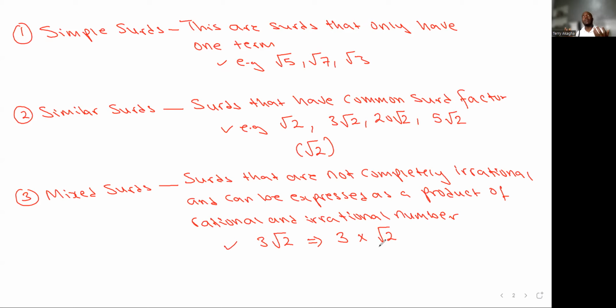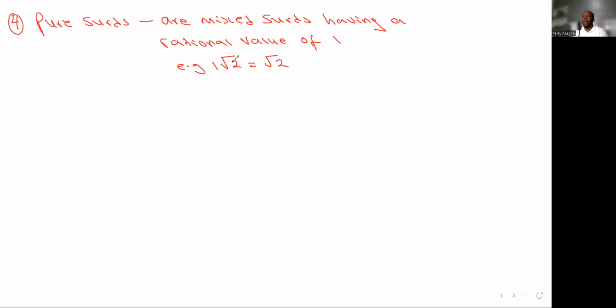So you can also say all pure surds are mixed surds, but as you know, not all mixed surds will be pure surds. Is that okay? So we usually write pure surds without the 1. We usually write something like root 2. Don't write 1 root 2. You can, but the convention is to ignore the 1, because the product of 1 with any number will give you the same product.